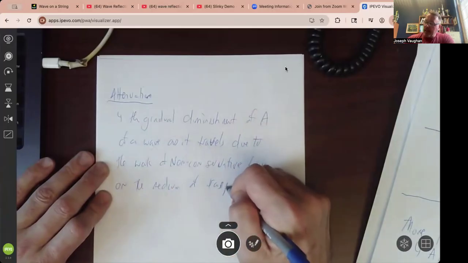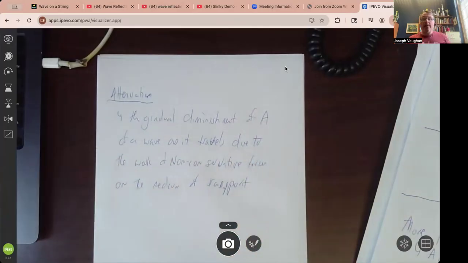Okay, two things in that I really want to call out. The gradual diminishment as it travels. So in reflection, it's not a gradual diminishment, it's a transfer to a new medium. So the amplitude was something, now it's something. That's not gradual, that's all at once. Whereas attenuation is as it's traveling, we get that diminishment. And then it's the work of non-conservative forces on the medium of transport, not on the wave, because non-conservative forces can't act on the wave. The wave's not a thing. It's acting on the thing, which is the medium of transport.